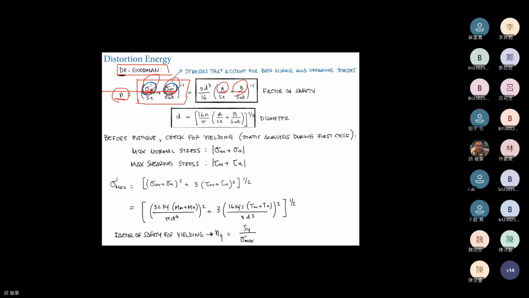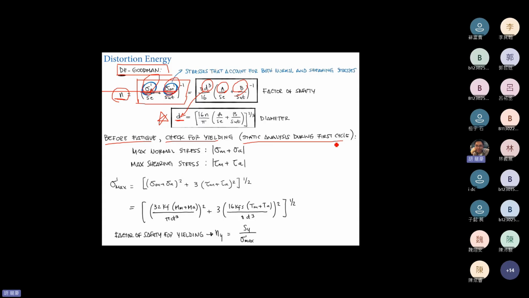Okay, and then we can rearrange to figure out the diameter. If you still remember, the first key design purpose of a shaft is its diameter, right? So we can just rearrange to figure out what this diameter is. And before fatigue, check for yielding statically, always during the first cycle. That means if in the first cycle of the static loading this shaft already has plastic deformation, we don't have to analyze the fatigue criteria.